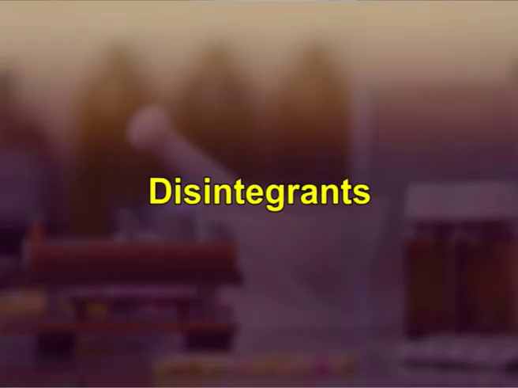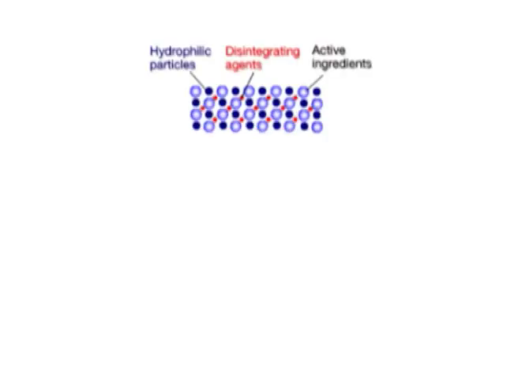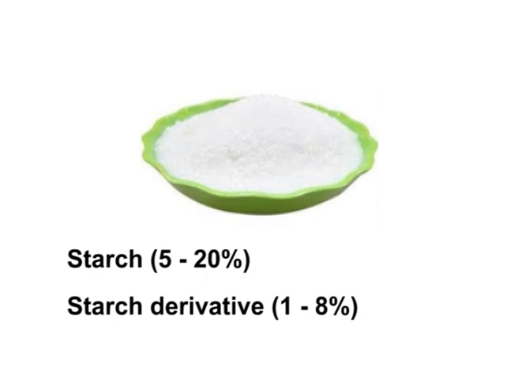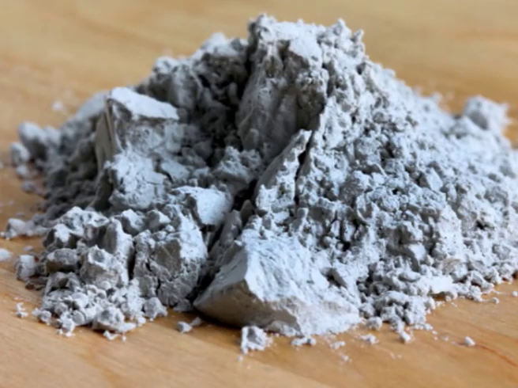The third category is the disintegrants. Disintegrants are added to the tablet formulation to facilitate its breaking or disintegration when it comes in contact with water in the GIT. For example, starch in 5 to 20% of the tablet weight, while starch derivatives, that is Primogel, Explotab, in 1 to 8%. Some clays are there like Veegum, bentonite at 10% level.